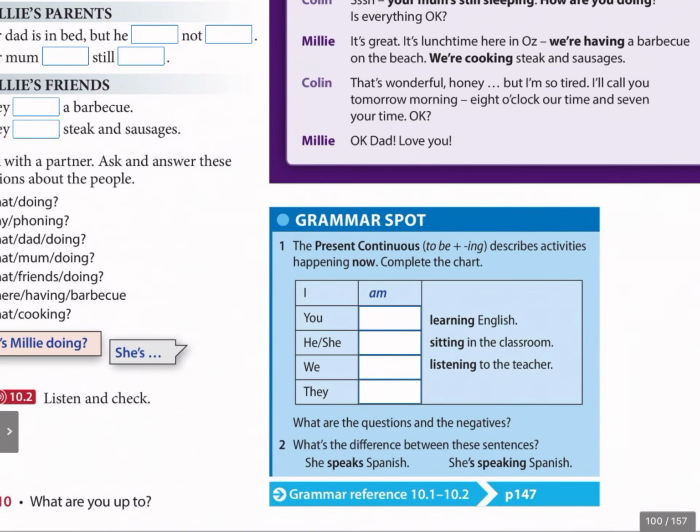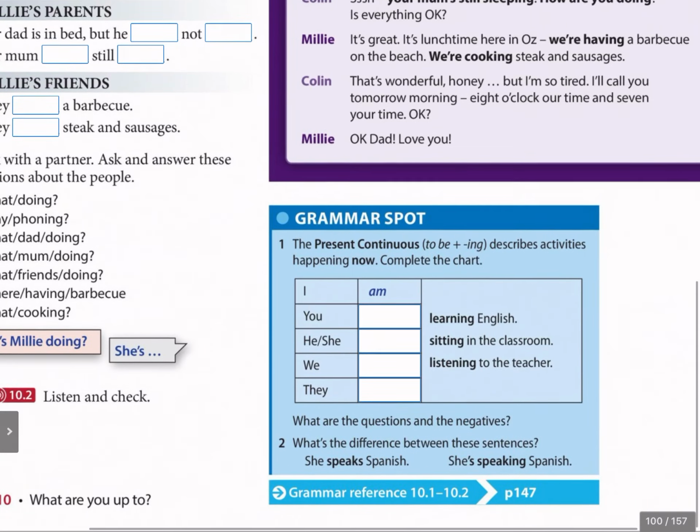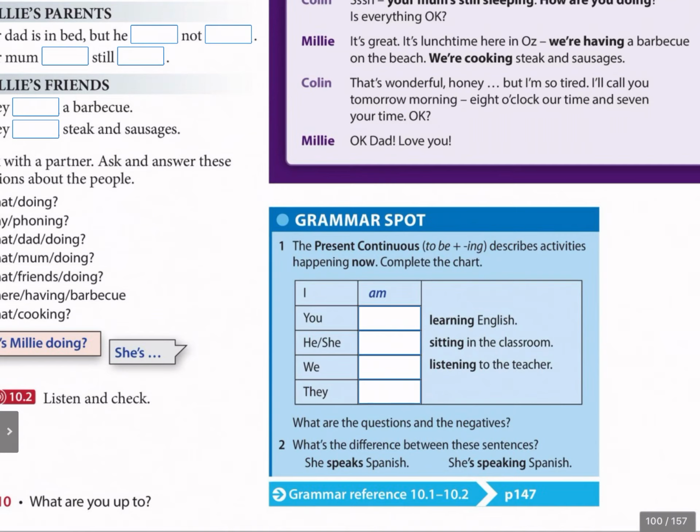So I am sitting in the classroom. You are learning English. He, she is listening to the teacher. We are sitting in the classroom. They are learning English. Now let's just focus on these three verbs. Learn is quite easy. We just add ing. But let's say something about sit.